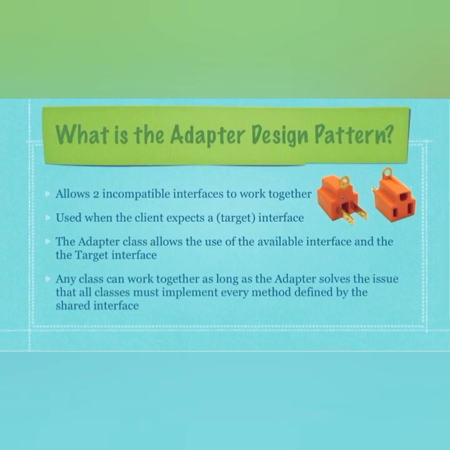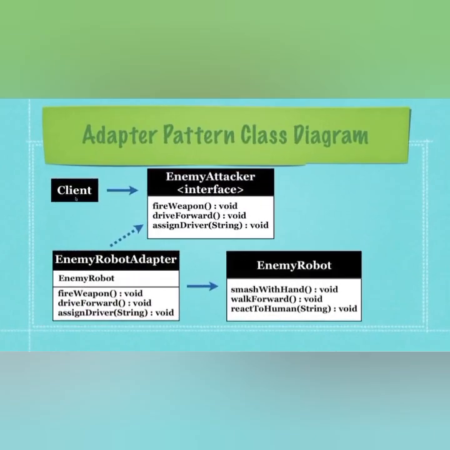So let's look at that as a UML diagram. Okay, so you have the client, and he wants to use, in this situation, an enemy attacker. Again, I'm looking at this like a video game. So every enemy attacker so far can fire a weapon, drive forward, and assign a driver. However, you want to create an artificially intelligent enemy robot. Now, an enemy robot has no need for a driver. Also, it is not going to drive forward, it's going to walk forward. And in this situation, let's say our enemy robot also has no weapons, it just smashes things with its feet and its hands. So what are we going to do?